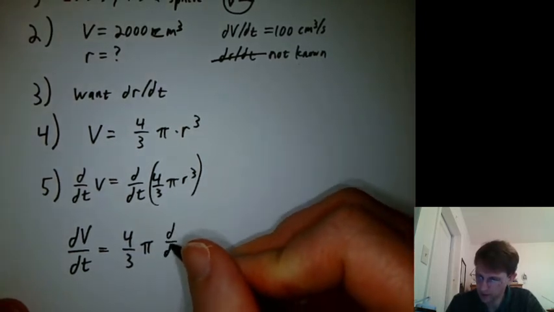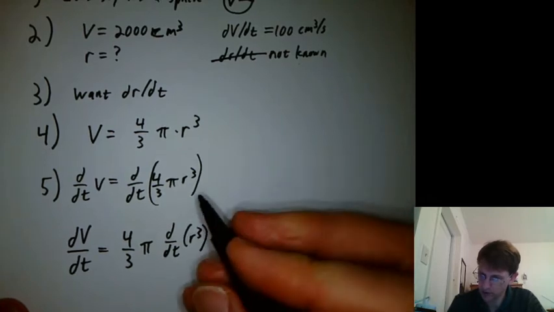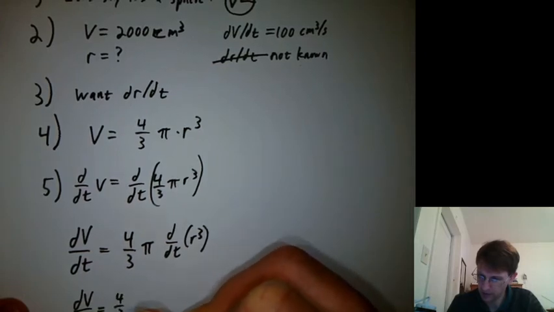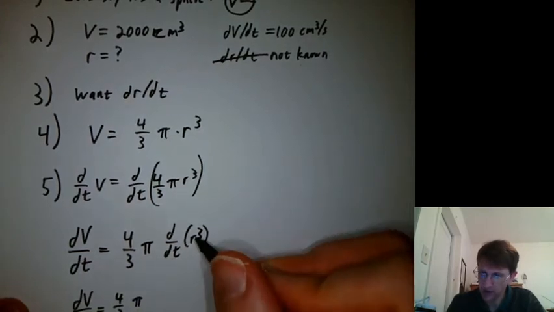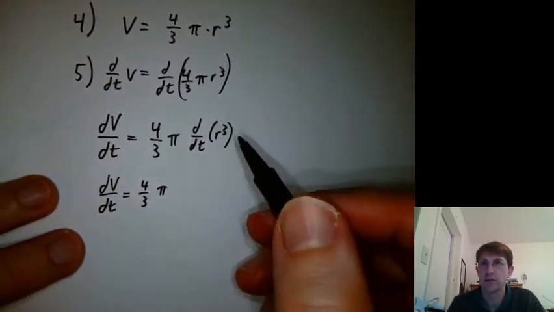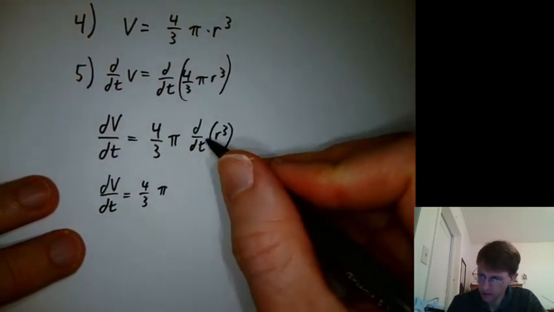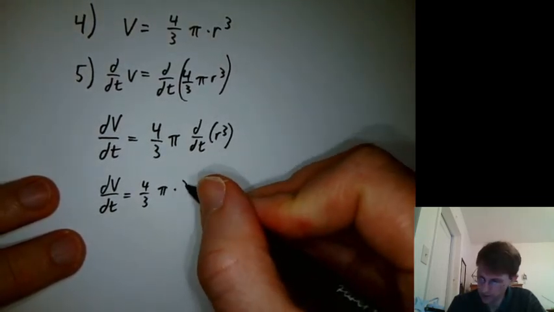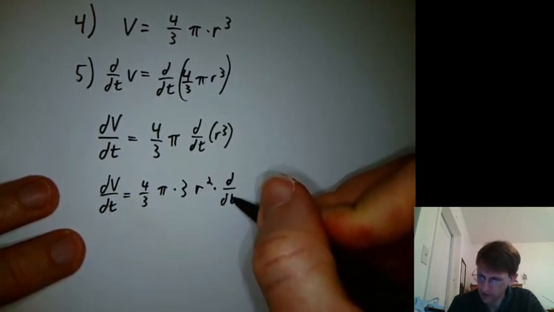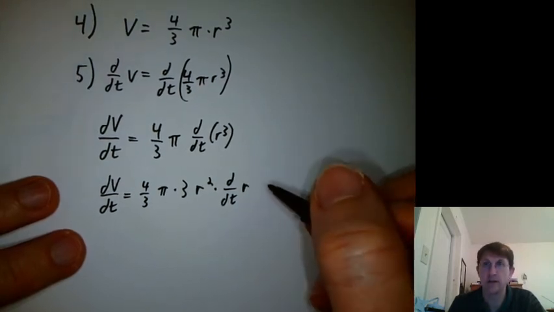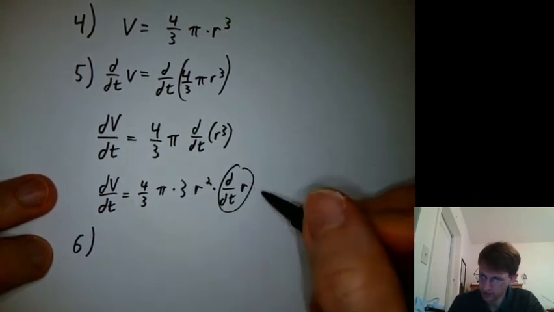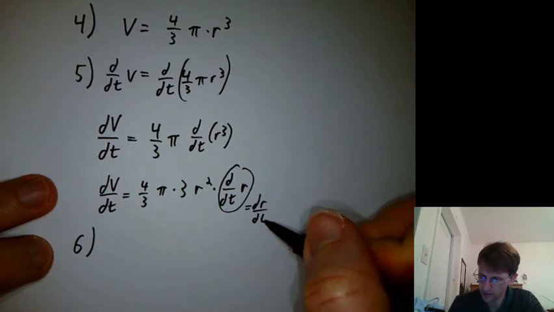Well, we can write it that way just to show that we moved the constant. So we still got dV/dt, 4/3 pi, and if this was d/dr of r cubed, then it would just be 3r squared, but it's d/dt of r cubed, so we'll say it's 3r squared times d/dt of r, or dr/dt. And then step 6, so I guess we can just say this is dr/dt.